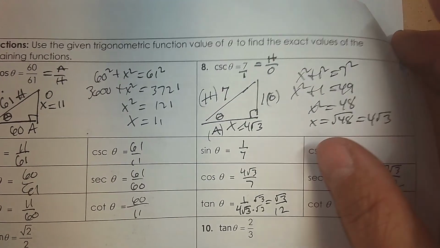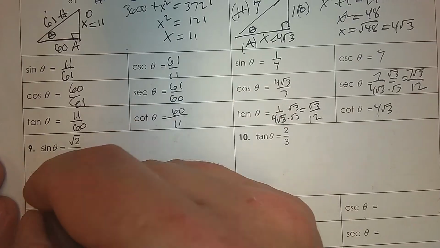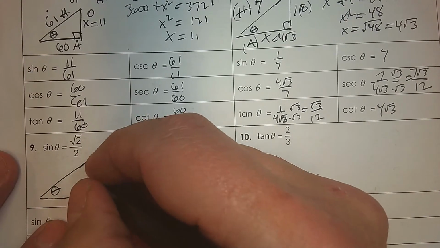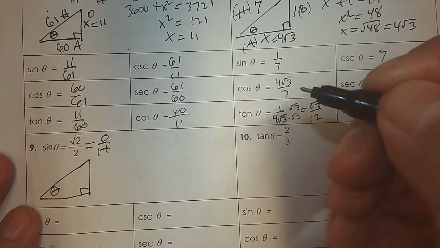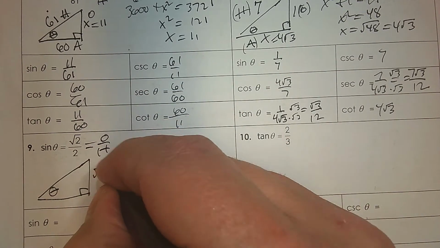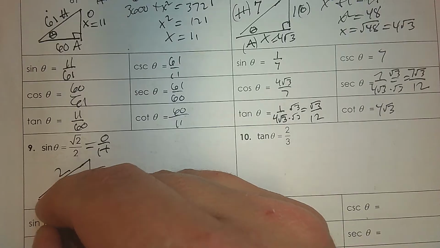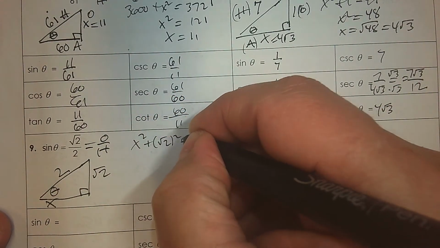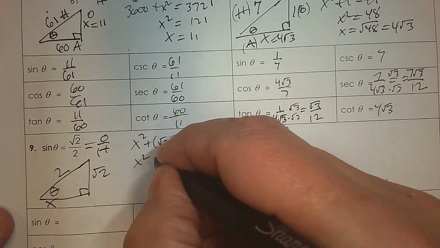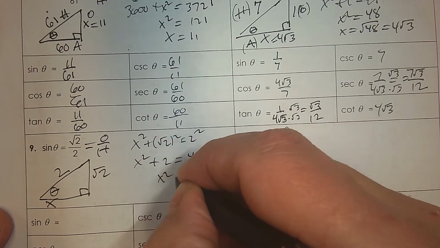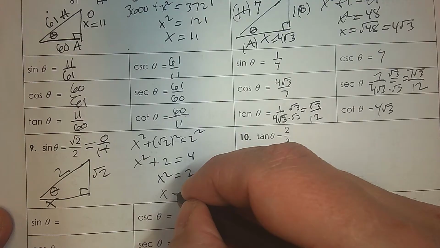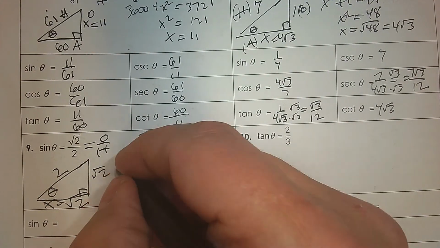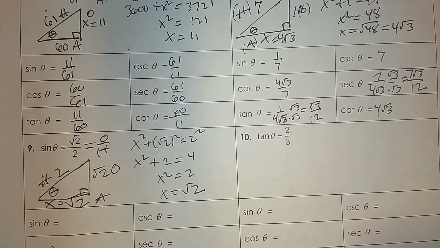Number 9. Root 2 over 2. So sine is opposite over hypotenuse. So the opposite side and the hypotenuse, we need to solve for this. So that's x squared plus root 2 squared is equal to 2 squared. So that's x squared plus 2 equals 4. Subtract, and it actually equals the same as what it was. Root 2 is the other side. It's isosceles. So we have opposite and adjacent and hypotenuse.